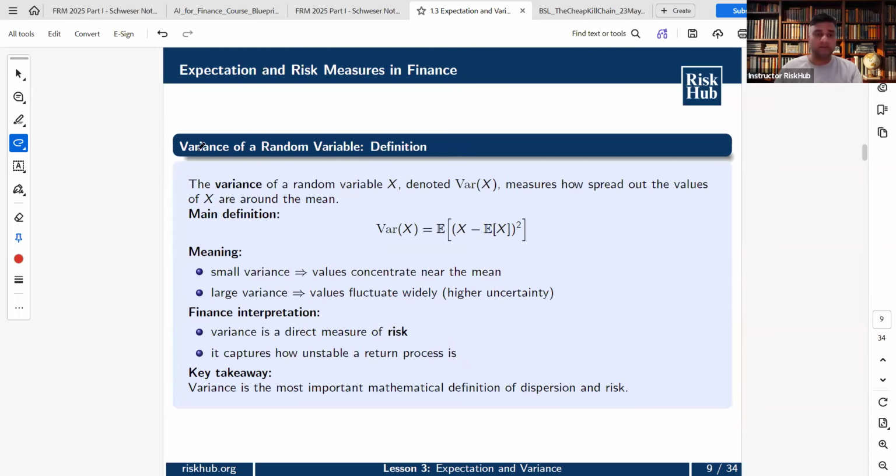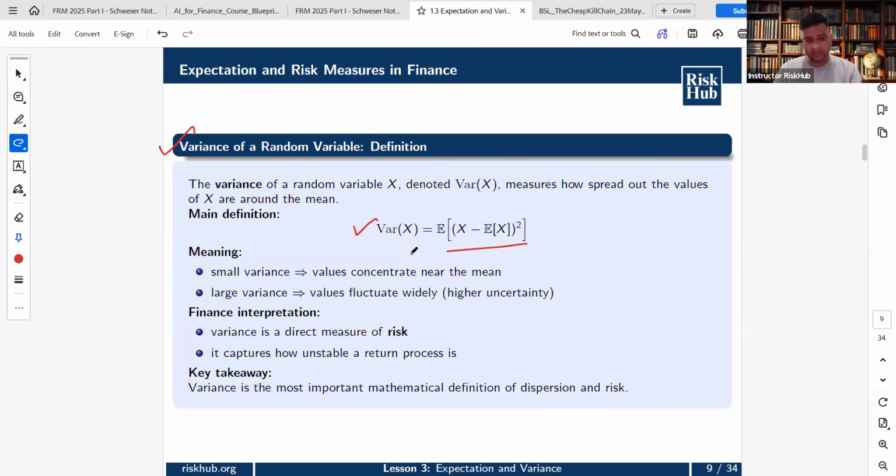Variance of a random variable. Okay. Now we reach the second pillar. Definition: variance of X is equal to the expected value of (X minus E[X]) squared. Let's understand every step. Step 1 is calculate the mean. Step 2 is the deviation from the mean, X minus expected value of X. Step 3, square the deviation, X minus expected value of X, the whole thing squared. Squaring prevents positive and negative deviations from cancelling. Step 4 is take the expectation, E[(X minus E[X]) squared]. This gives the average squared deviation.